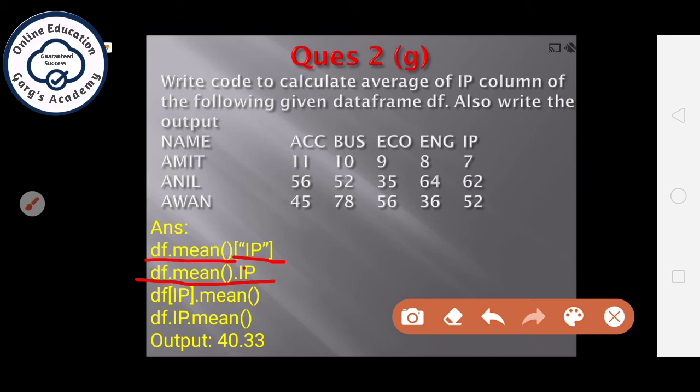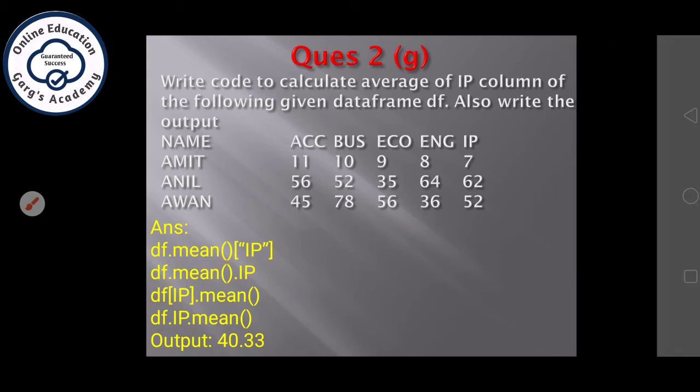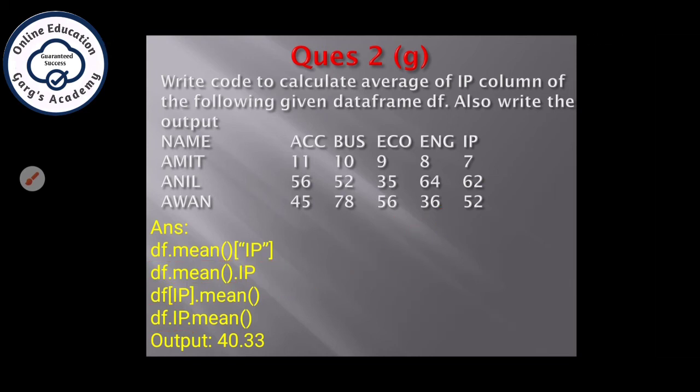Python also allows it. Next option is, before finding the average function, you can give the name of the column in this way. Also you can write in this way. Here by mistake I have omitted, it should be written as in this way. Next, what will be the output? It is 14.33.